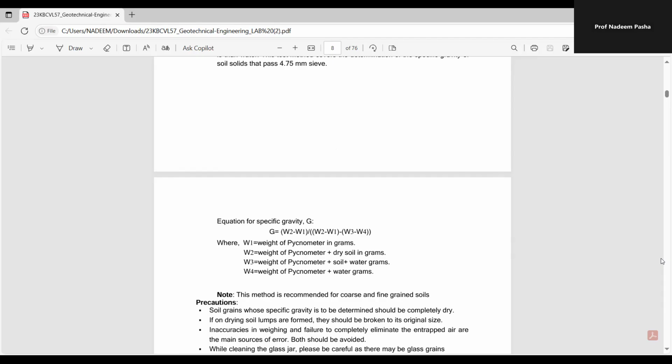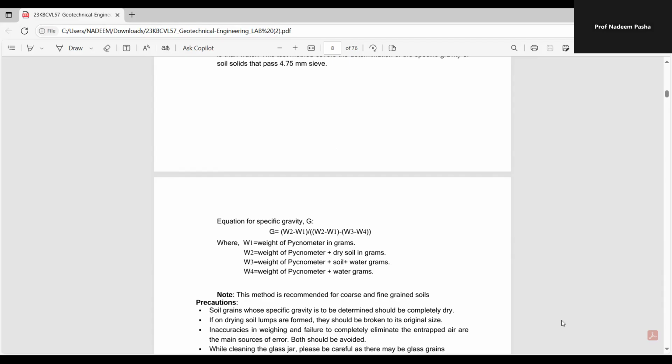So which equation is used for determining specific gravity? W2 minus W1 divided by W2 minus W1 minus W3 minus W4. Using this equation, you can calculate the specific gravity of soil solids. This method is recommended for both coarse as well as fine grained soil.